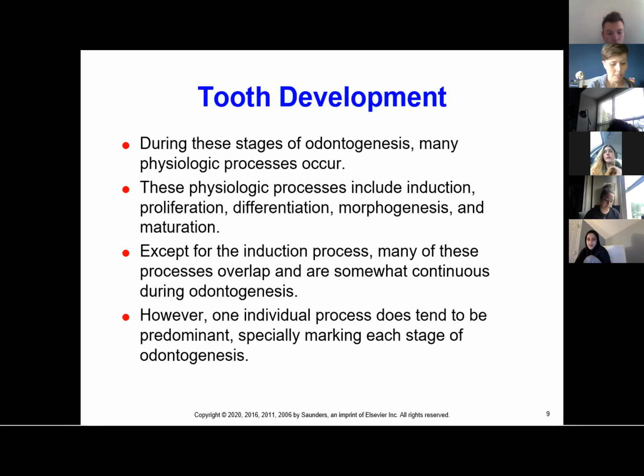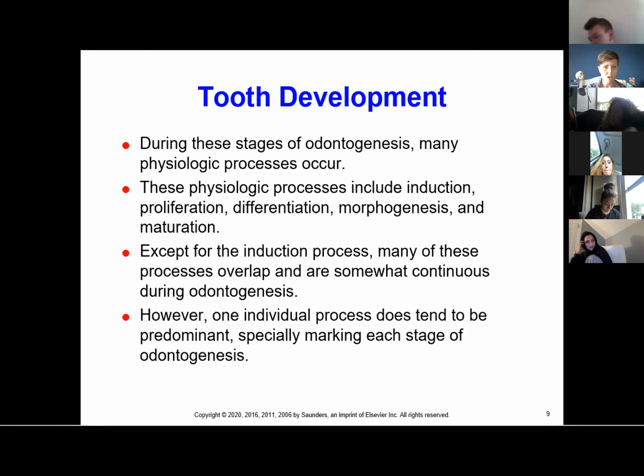All right, so where am I? Oh no, we're still in tooth development. Okay. During the stages of odontogenesis, many physiological processes occur. The physiological processes include induction, proliferation, differentiation, morphogenesis, and maturation. These terms sound oddly familiar, don't they?